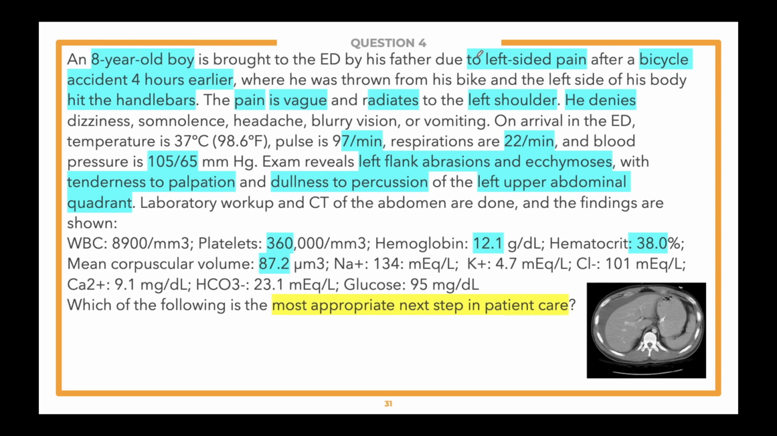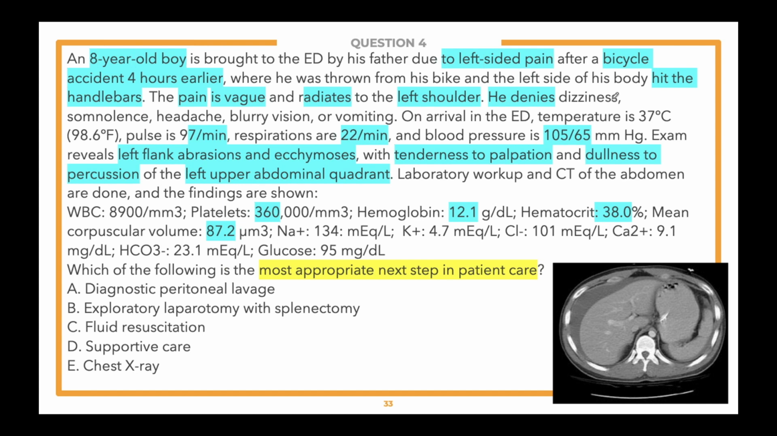So now let's take a look at the answer choices. Let's see what choices they're giving us. So once again, I'm going to start at the bottom and work our way up to the top. Answer choice E, chest X-ray. D, supportive care. C, fluid resuscitation. B, exploratory laparotomy with splenectomy. And A, diagnostic peritoneal lavage.